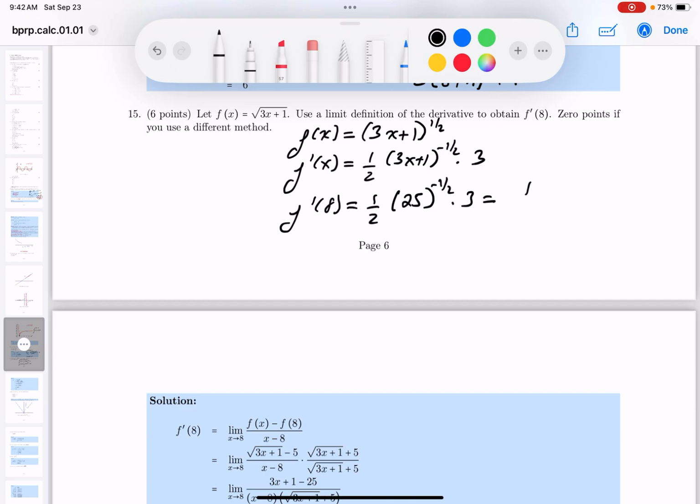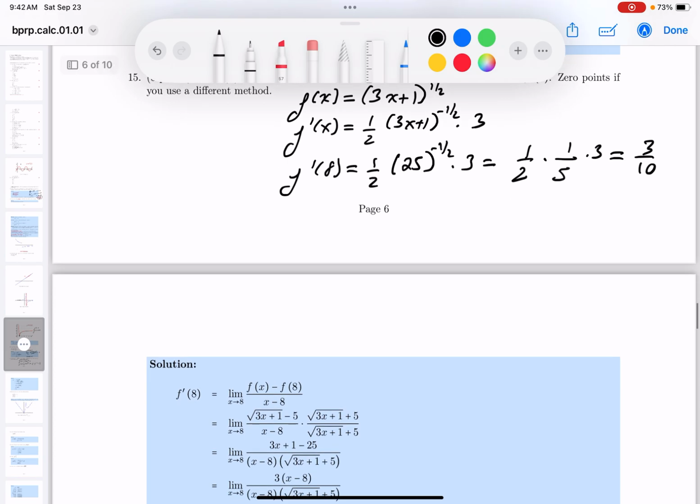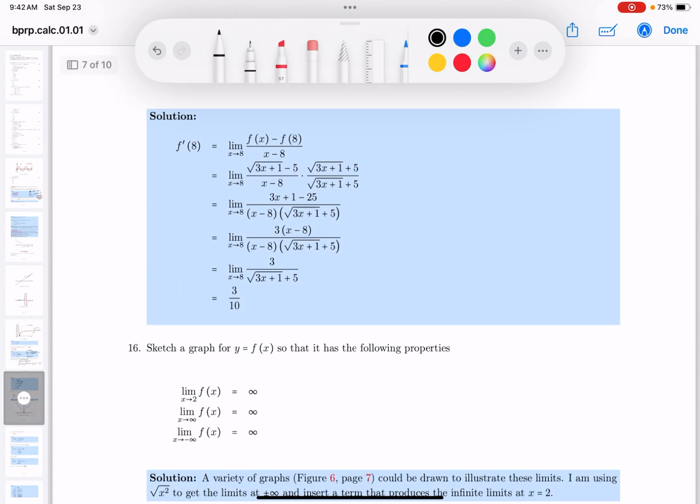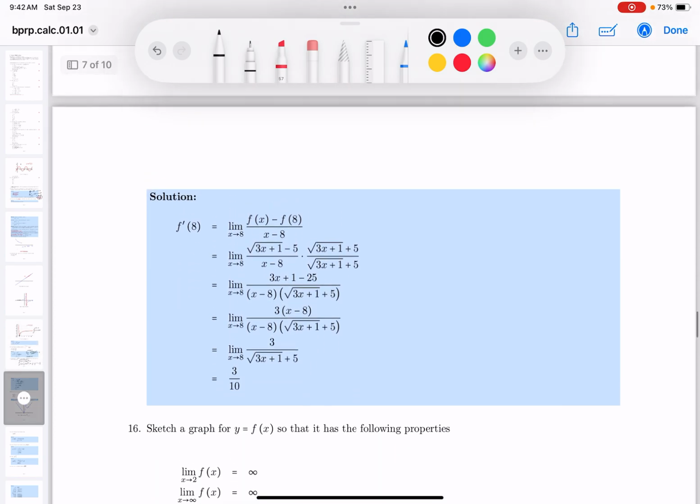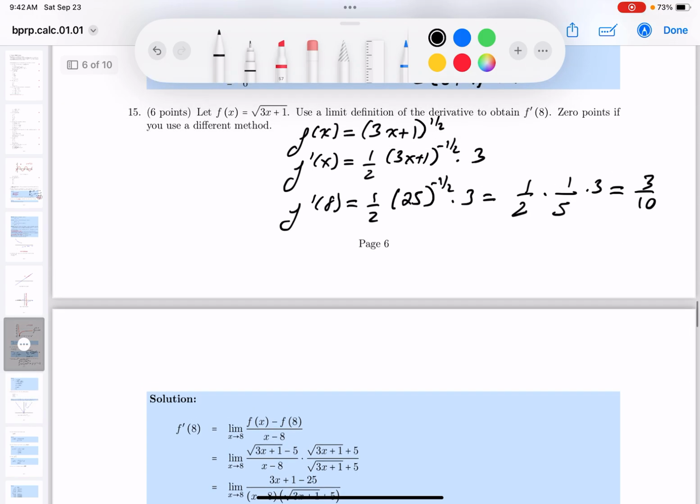Then they do the arithmetic where they get 1/2. That's going to be 1 over the square root of 25, which is 1/5, and then times 3. What does that give you? 3/10. Then the kid's going to often argue, oh, I got that right because I get the same answer you got. I'm not saying you didn't get the same answer. I'm just saying you didn't do what we asked you to do.